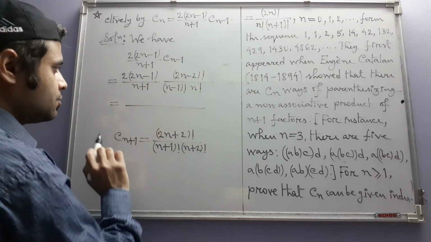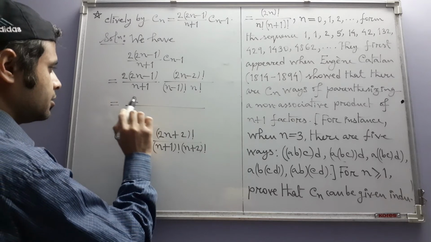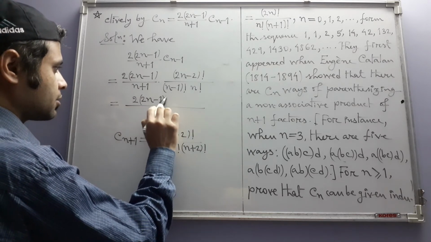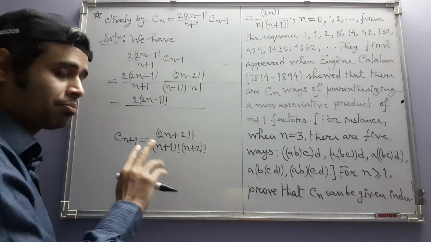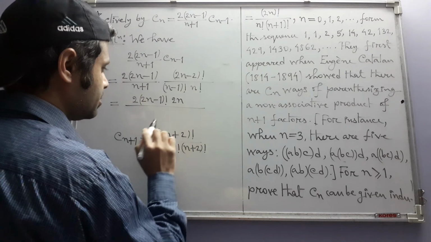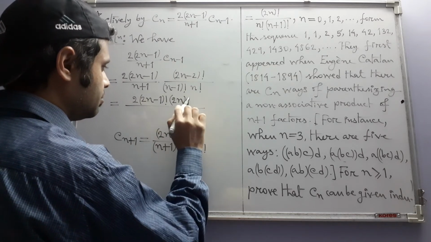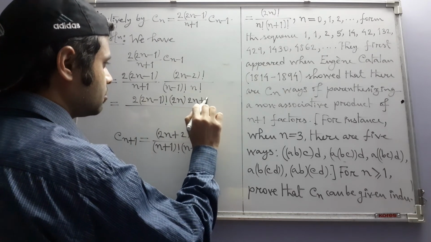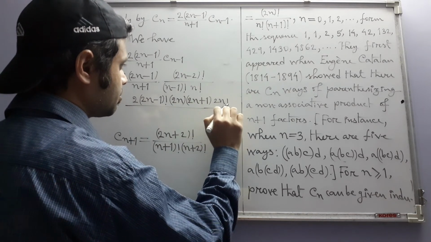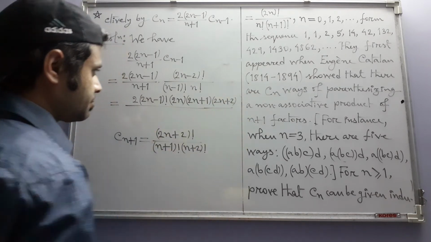this one and this one together, they will give us (2n minus 1) factorial, but we need (2n plus 2) factorial. So we need to multiply this by 2n plus 1 and 2n plus 2.